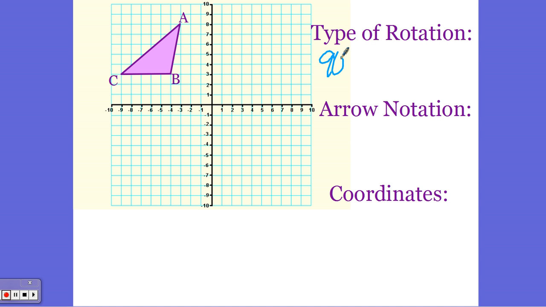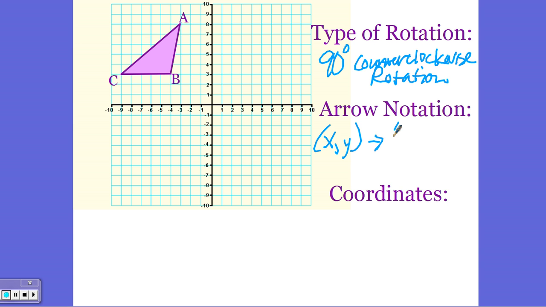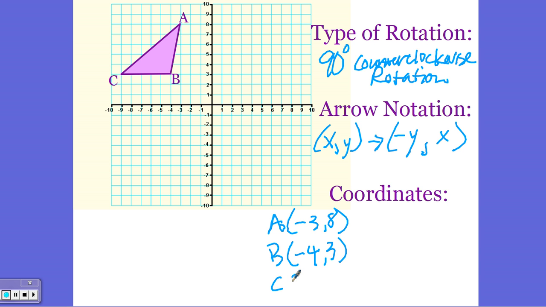And finally, let's do a 90 degree counterclockwise rotation. Arrow notation said now my second value is first with a sign change. My first value is second with no sign change. So again, A was at -3, 8. B is at -4, 3. C was at -9, 3.